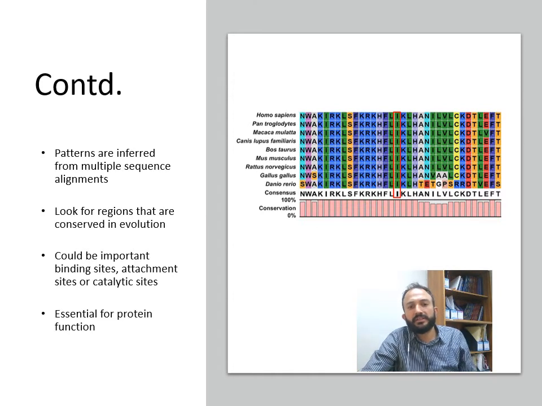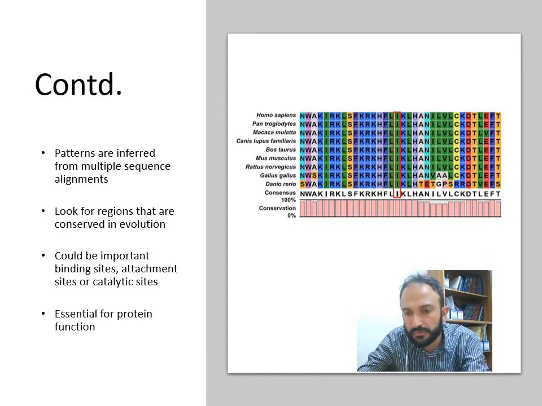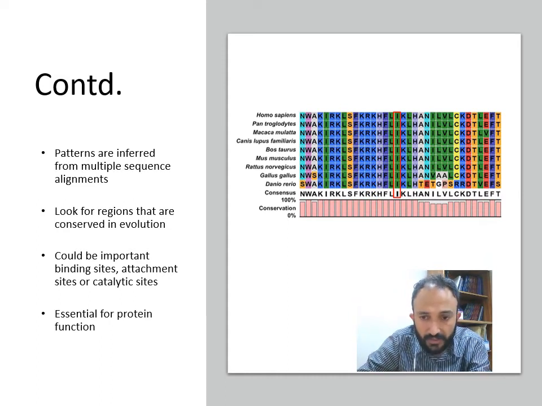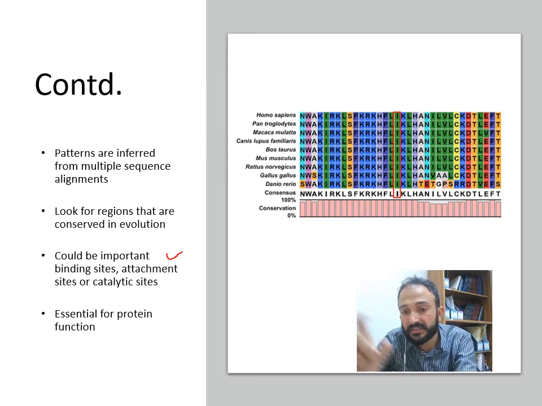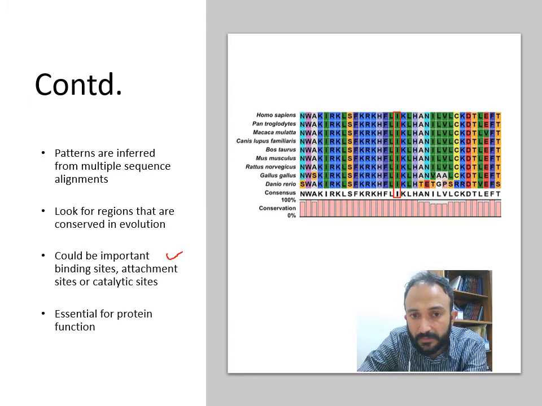So basically, those patterns present in the Prosite database are identified by multiple sequence alignment, where multiple species were compared, and the regions which were totally conserved between them were selected because they could be an important binding site or attachment site or catalytic site, and that particular site is essential for the protein's function. So here you can see the names of species written here: Homo sapiens, Pan troglodytes, that is chimpanzee, Macaca mulatta, that is monkey, Canis lupus familiaris, that is dog, Bos taurus is cattle, Mus musculus is mouse, Rattus norvegicus is rat, Gallus gallus is chicken, Danio rerio is zebrafish. So multiple species, for example primates, mammals, rodents, birds, and fishes, are compared, and after comparing the sequence of any specific gene, they find the conserved sites.